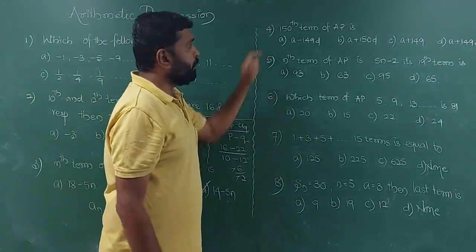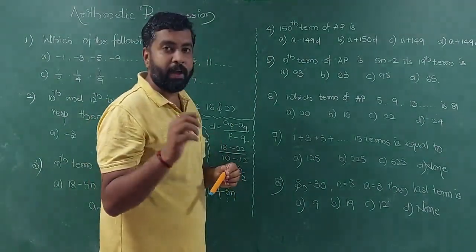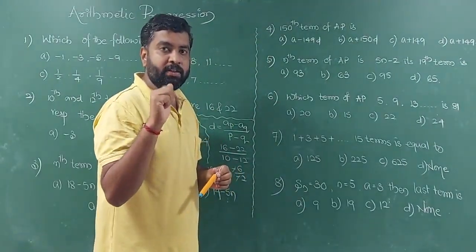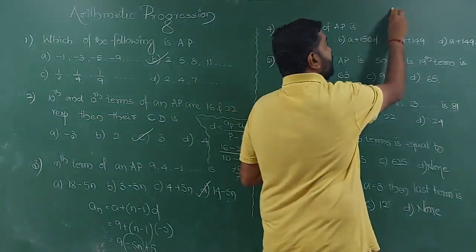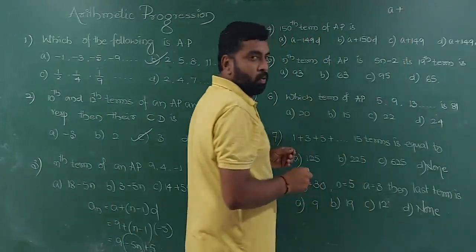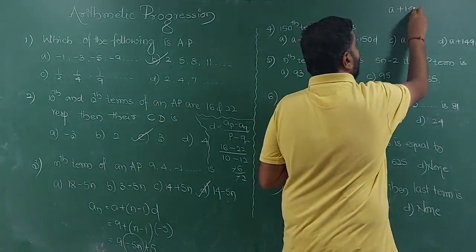Next, 150th term of an AP is very simple. 150th term of an AP. Already you know an is equal to a plus n minus 1 d. So 150th term is a plus, 150th term means 1 you need to reduce. That is 149 d.